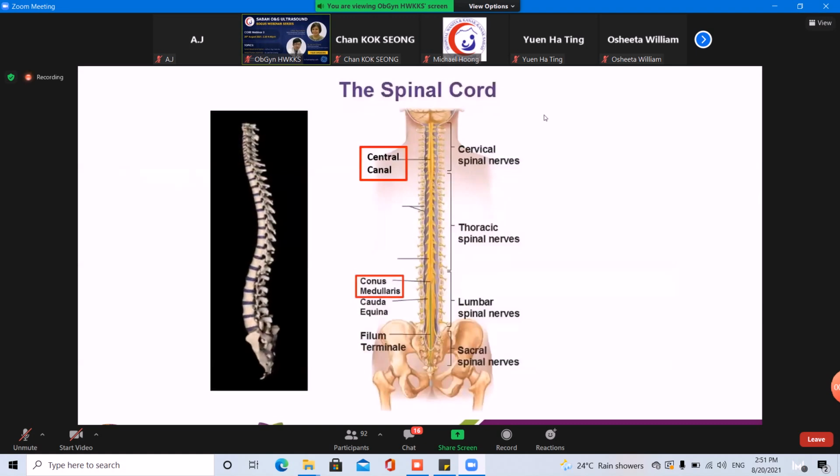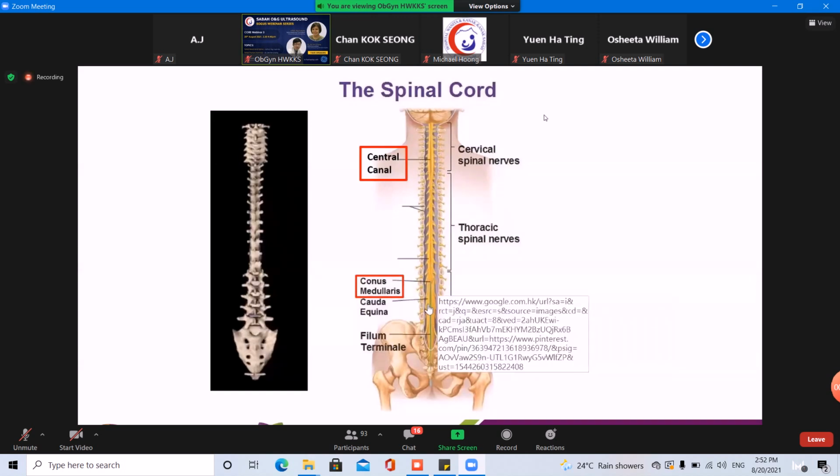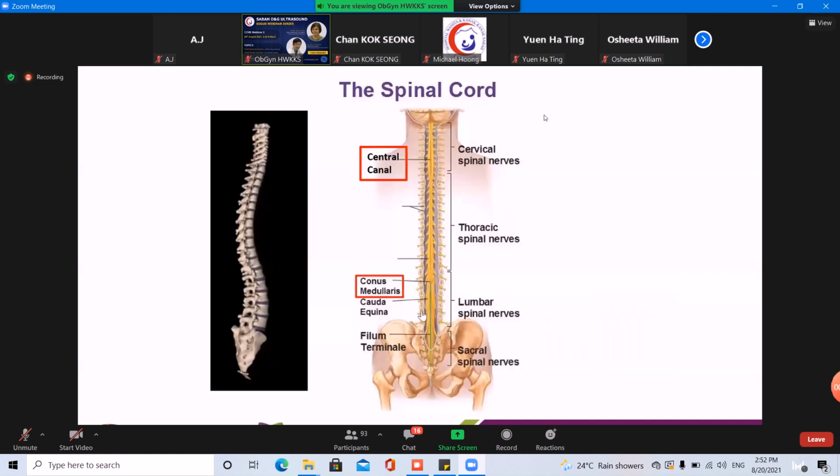So coming to the spinal cord, you know that the spinal cord is a tubular structure which has a central canal inside. And this tubular structure ends in this area, what we call the conus medullaris here. Below the conus medullaris, you can see the nerve fibers called the cauda equina, and the spinal cord is anchored to the coccyx by way of this fiber here, what we call the filum terminale.